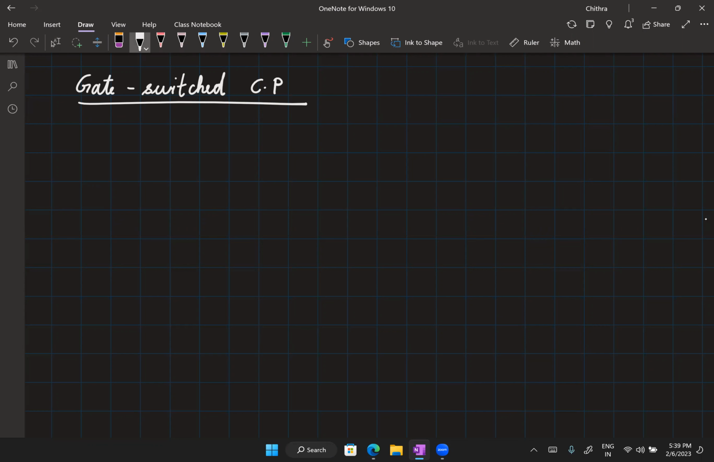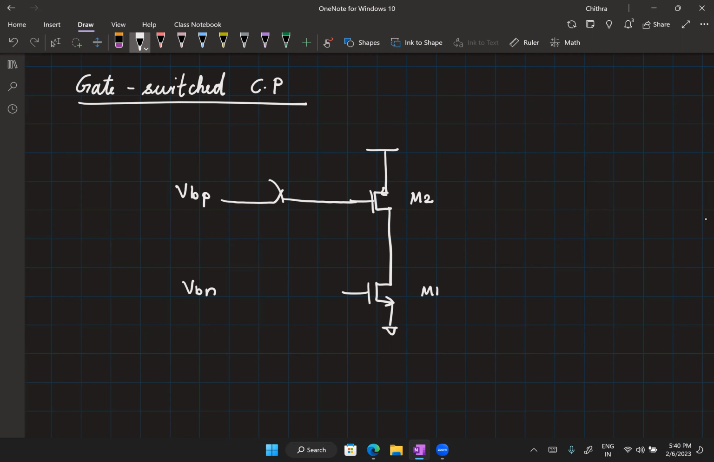Okay. So let's say we have our up current source like this. So this is what is providing us the up current. And this is the second current source, down current source. So let me directly name them. Let's say this is M1 and this is M2. We will have the bias voltage VBP and VBN. And when we want this up current to be on, we simply turn the switch on, right? And connect VBP to the gate of this transistor.